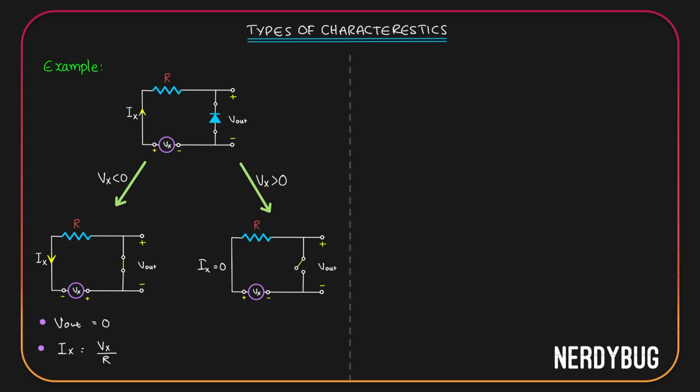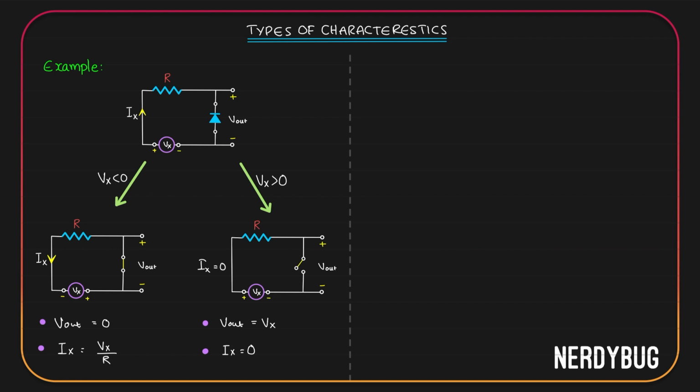Now, when Vx is greater than 0, we have an open circuit here. So no current is flowing through it, which means no potential drop is there across the resistance R. So whatever is applied here will be exactly seen at the output. So we can write V out is exactly equal to Vx. Again, since the circuit is open, no current is flowing through it. Ix is equal to 0.